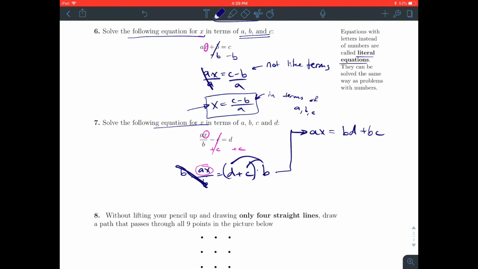Finally, x is almost alone. To get rid of the multiplication by a, we divide by a on both sides, and that gives us x equals bd plus bc over a. You might wonder, can you combine any of these terms? But you can't, because the bd term and bc are not like terms, and there are no a's in the numerator, so there's no way we can simplify the division by a right here. So this is our final answer.